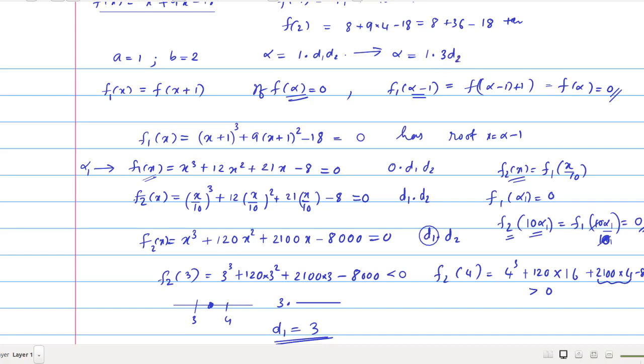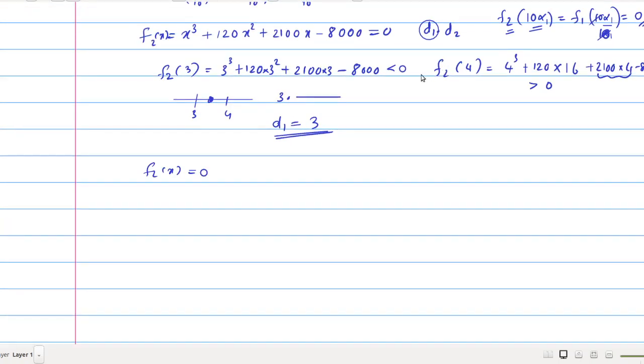Okay, now next we need to evaluate d2. So you consider f2 of x. For this f2 of x, the root is 3.d2. Okay, now find f3 of x equals 0, such that the root of this equation is 3 less than this. So how will you find this one? How will you find the root of this f3?